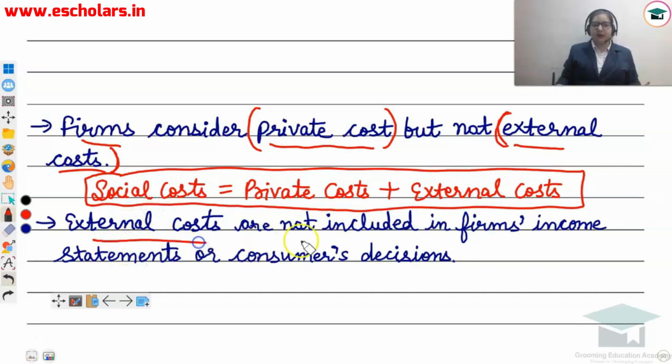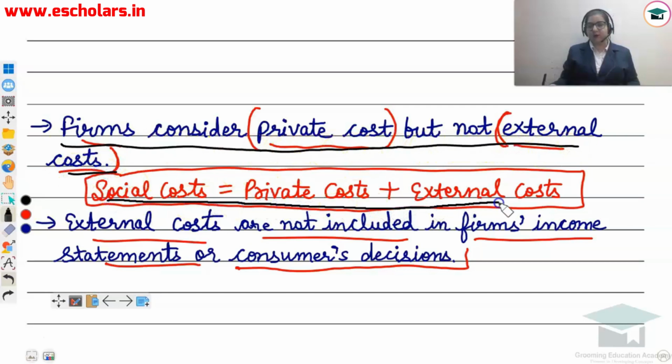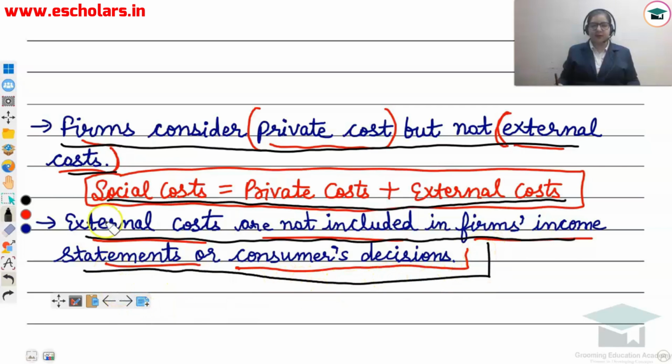But external costs are not included in firm's income statements or by the consumers for taking the consumption decisions. So neither the producer considers the external cost of producing the product nor the consumer considers the external cost of consuming the product. Okay. So let's recall it till now. Firms consider private cost but not external cost. Social cost is equal to private cost plus external cost. External costs are not included in firm's income statement or consumer's decision.